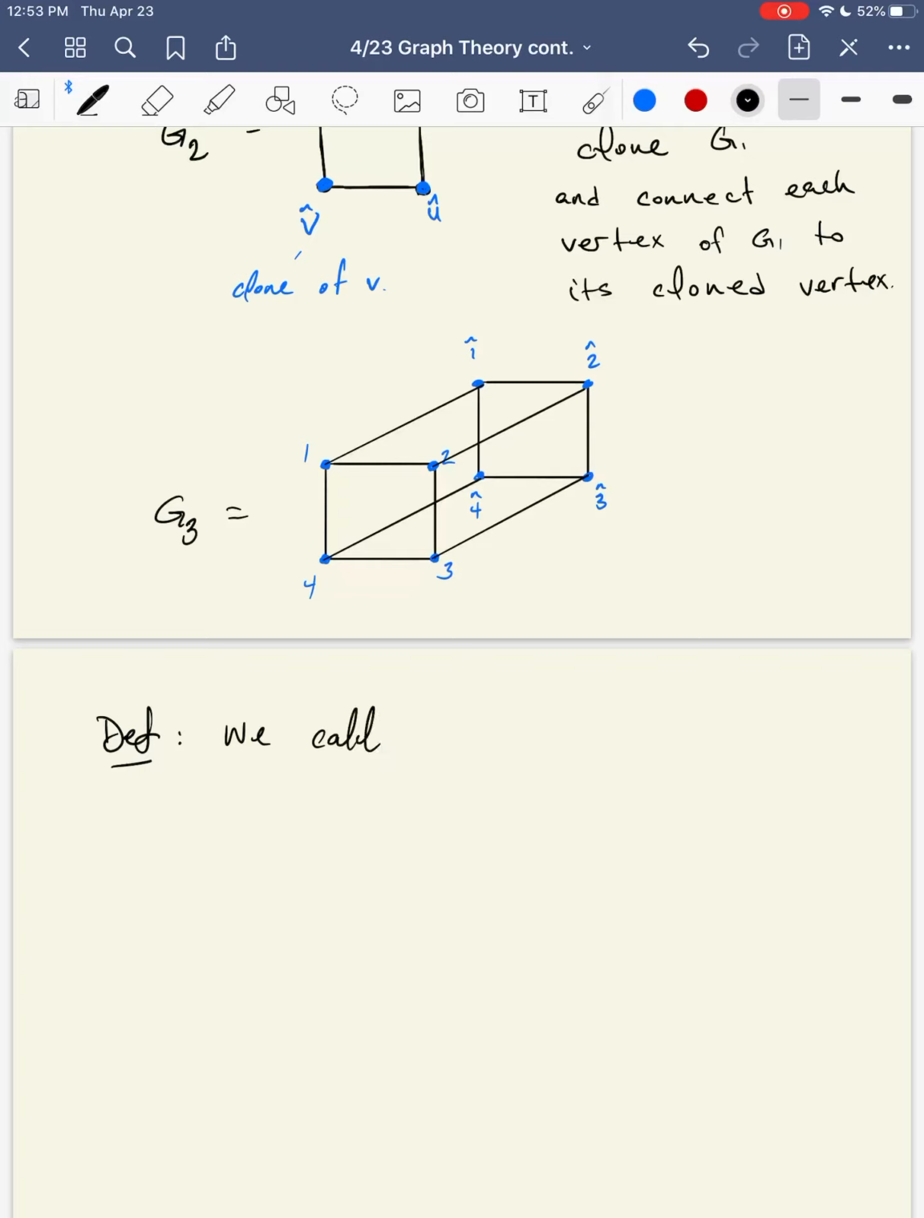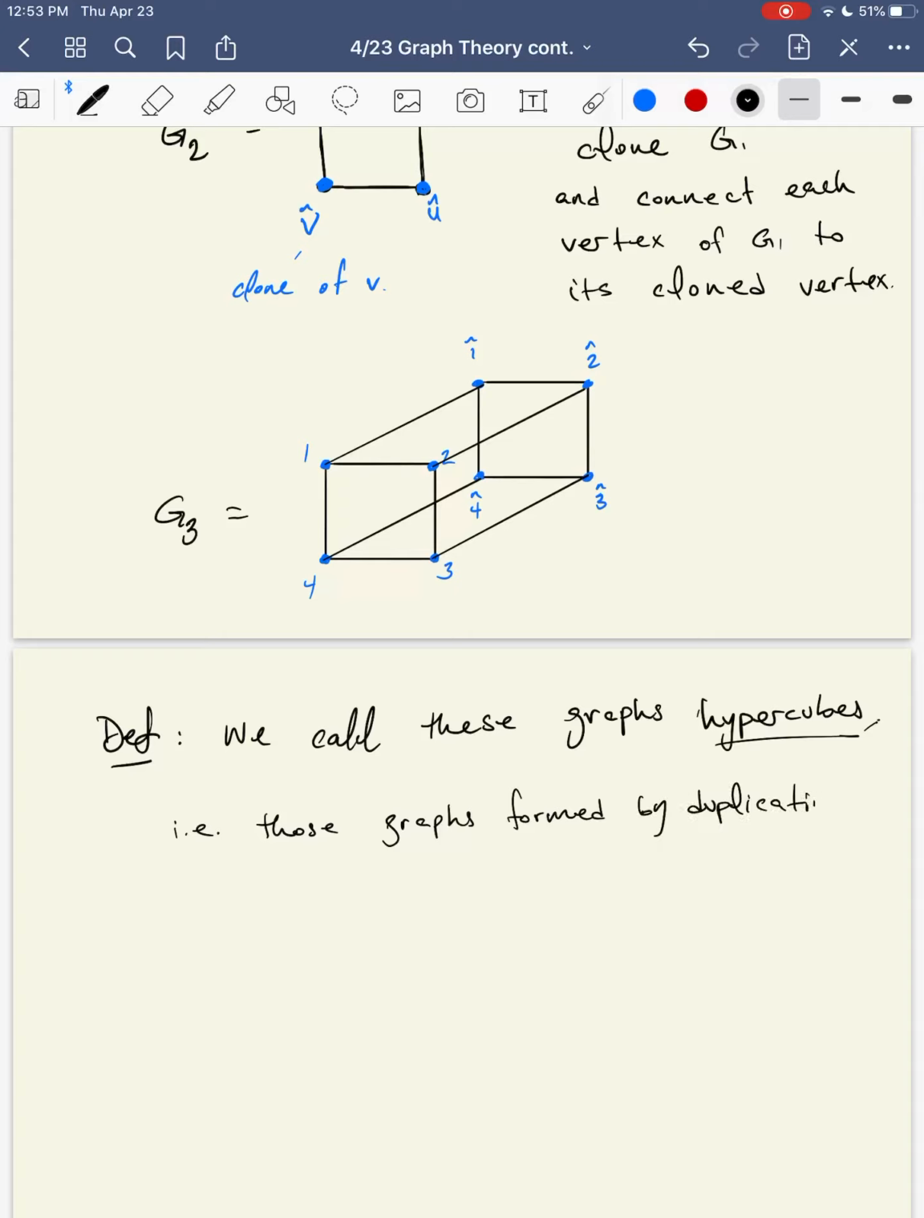So we call these graphs hypercubes. I.e. those graphs formed by duplicating a smaller cube and connecting the edges. What's interesting is that via this process we can draw a picture of what an any-dimensional cube looks like, sort of, in terms of its shadow. So this is quite cool.